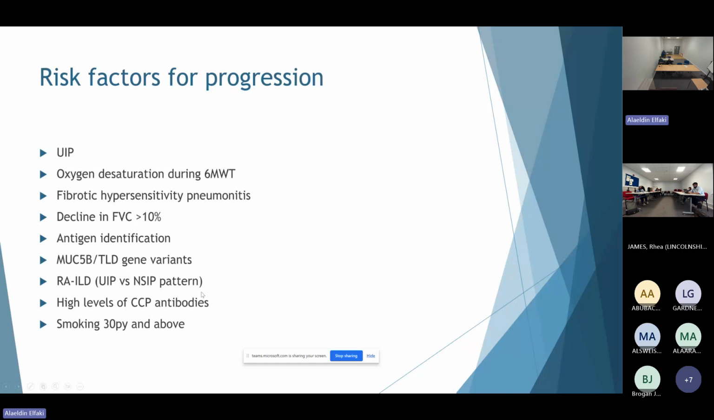If you find the antigen, that might also be a poor sign for disease progression, as might the presence of genes like MUC5B and TOLLIP. These mutations carry a high risk of disease progression compared to other people. People with a high titer of CCP, rheumatoid arthritis, are predisposed to disease progression, and so is continued smoking.